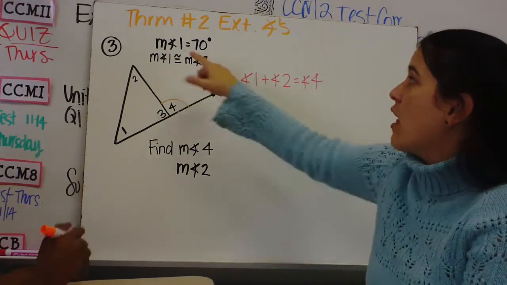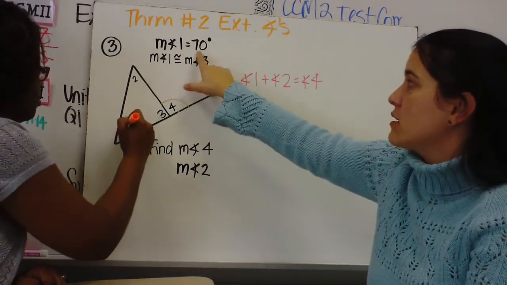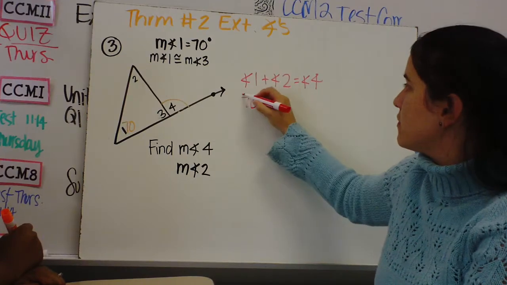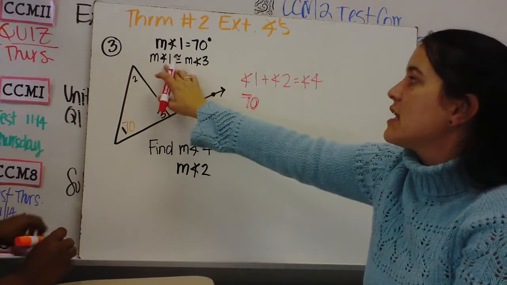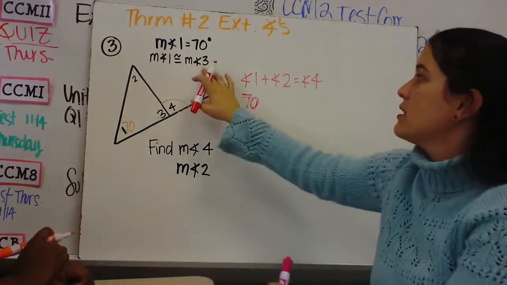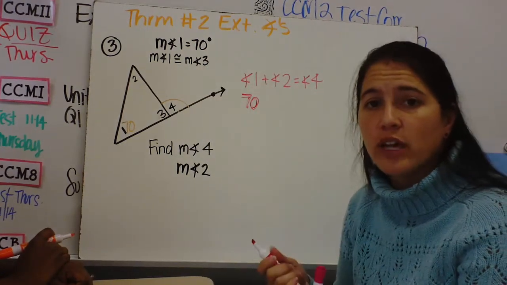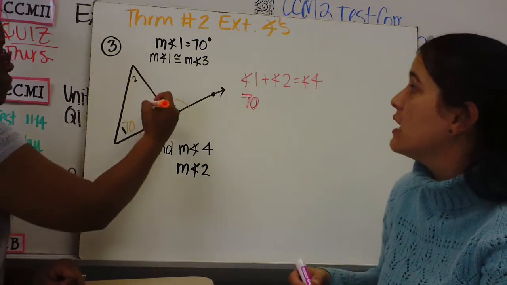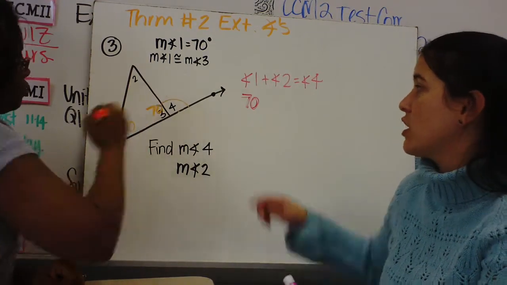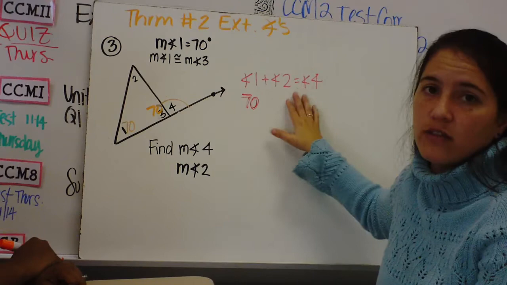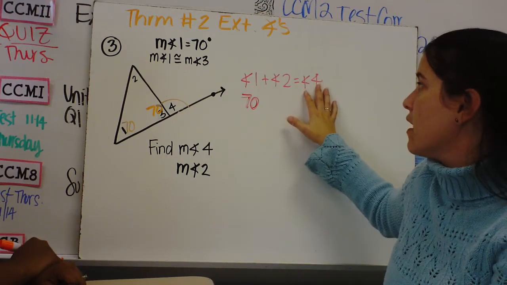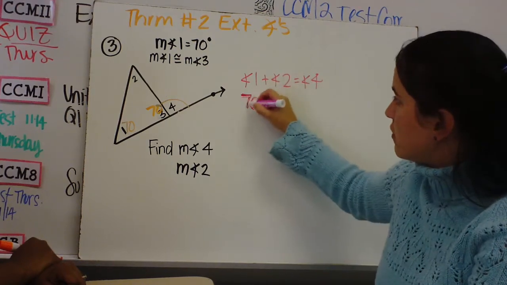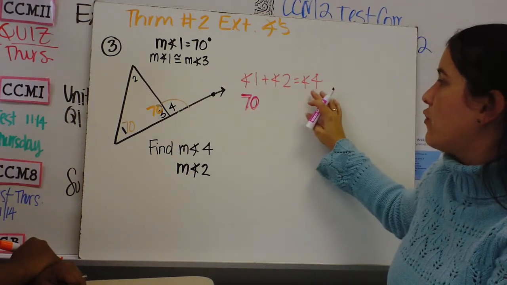Now I know that angle 1 is 70 degrees because I've given it to you. 70 degrees. And this says angle 1 is congruent to angle 3. So we know the word congruent means the same, the equal, the exact same. So angle 3 is also going to be 70 degrees. Now over here I'm not using angle 3, so I don't need to put anything over here. But I need to figure out angle 2 in order to figure out angle 4.